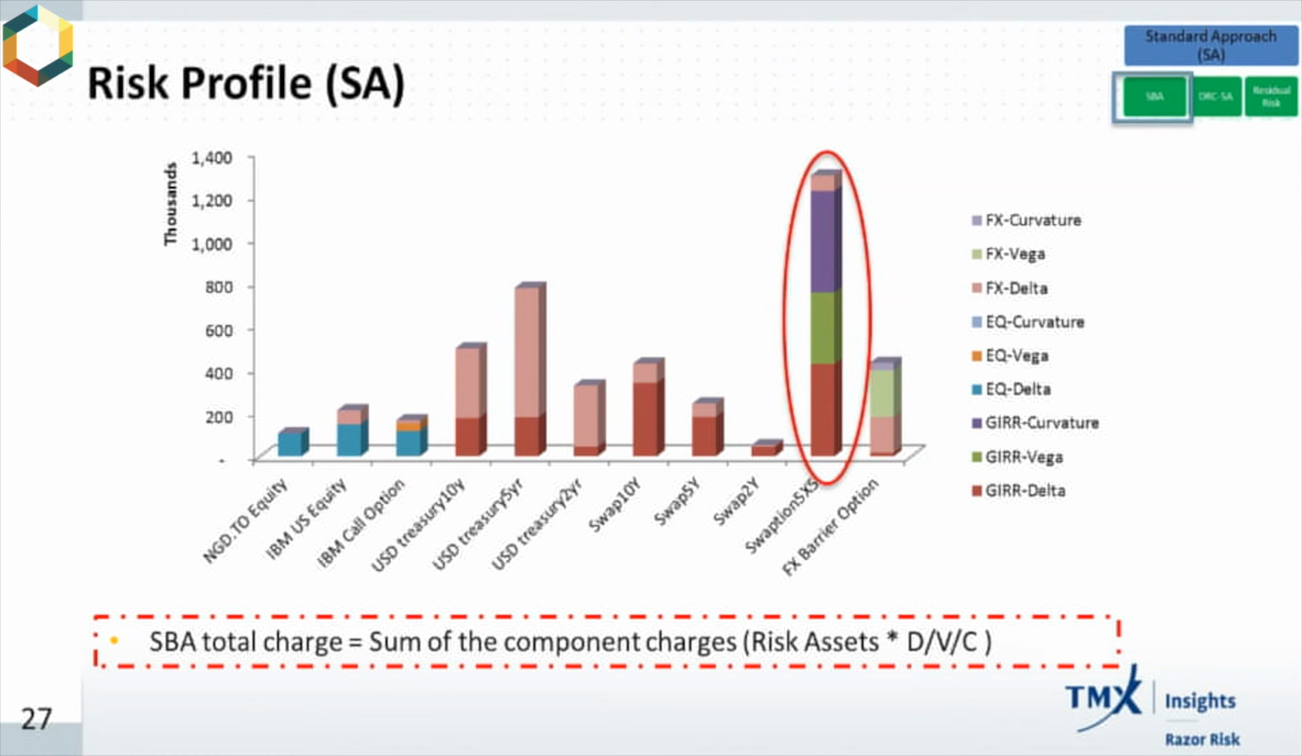Another example is a swaption. It's a short position, so it shows 4 components fully. So it's GIRR delta, vega, curvature, and FX delta.